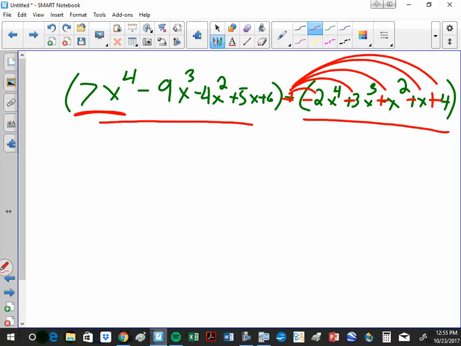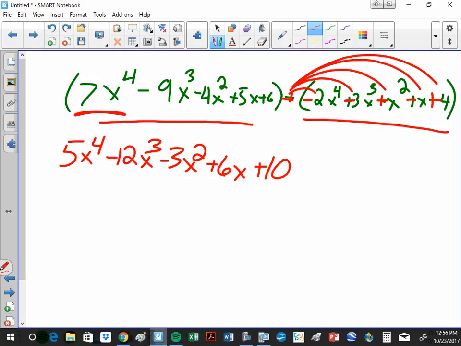So does x to the 4th have a match? Yes, it used to be positive 2, but we're subtracting. So now we do 7 minus 2 is 5x to the 4th. And then negative 9 minus 3 is negative 12x to the 3rd. Negative 4x squared plus x squared is minus 3x squared. And 5x plus x is 6x, and 6 plus 4 is 10. Does that make sense?